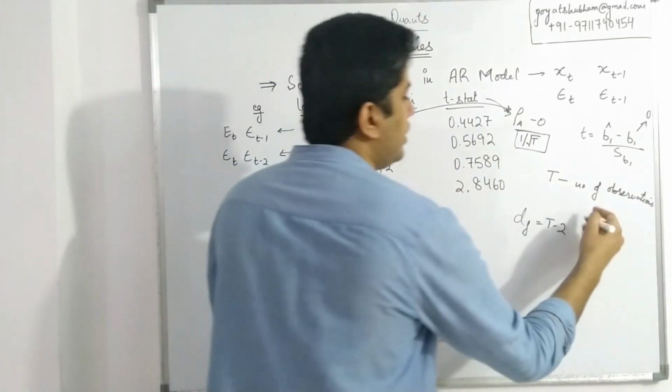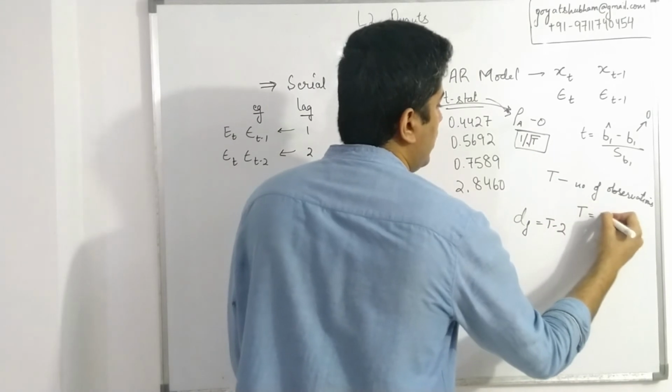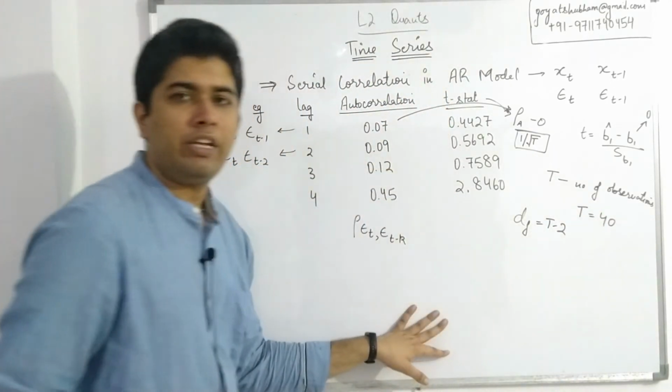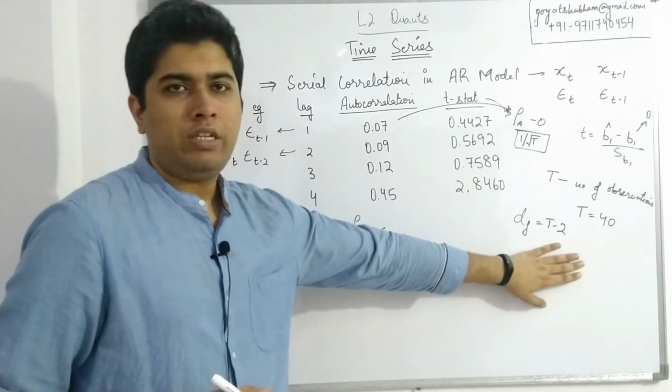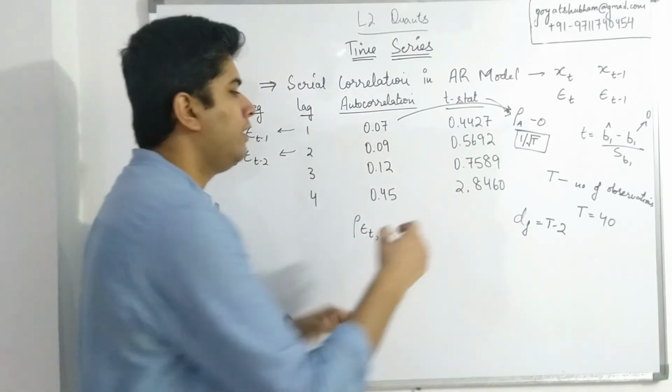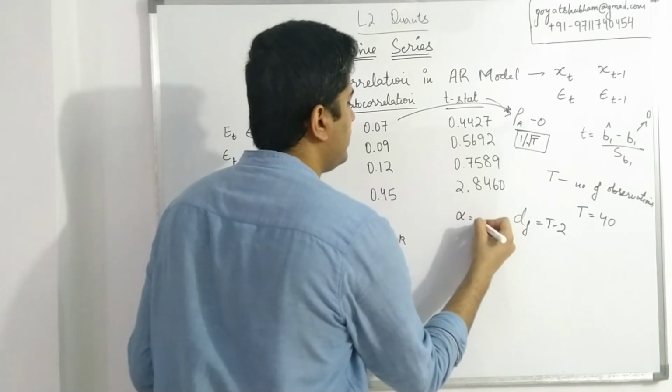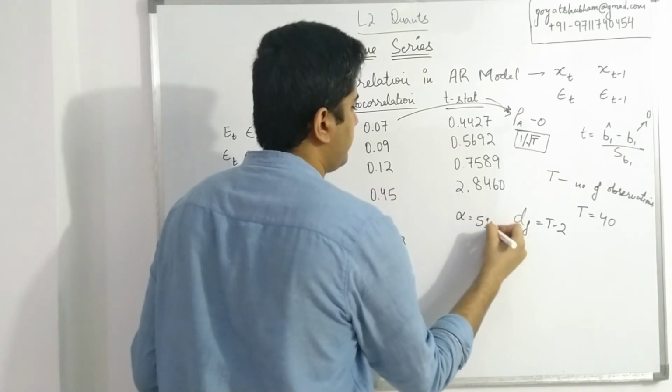So in my example, I've assumed t to be 40. So there are 40 observations. Degrees of freedom becomes t minus 2, which is 38. And let's take the level of significance as 5%.